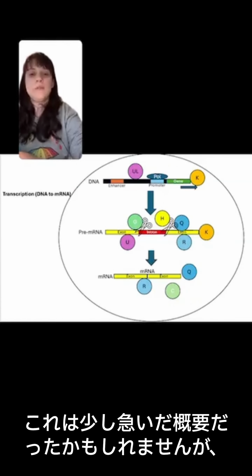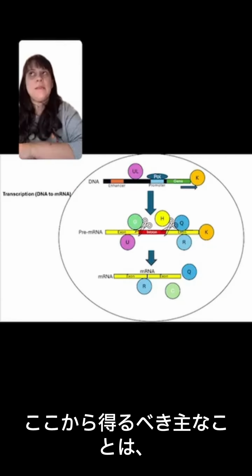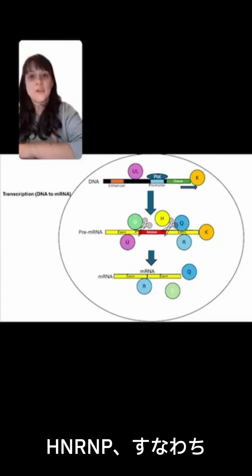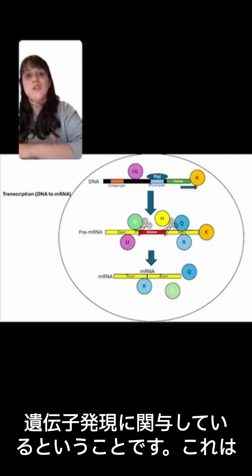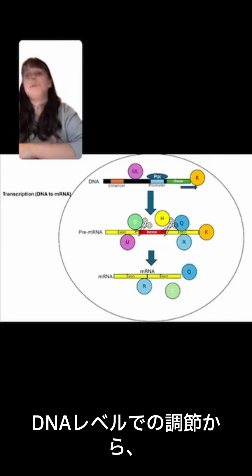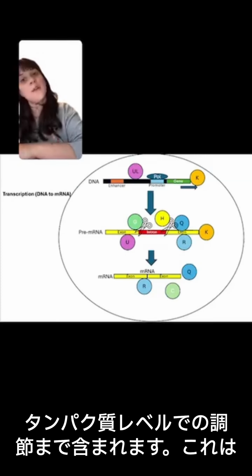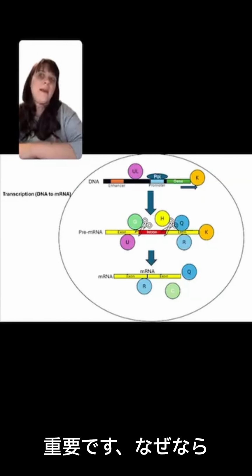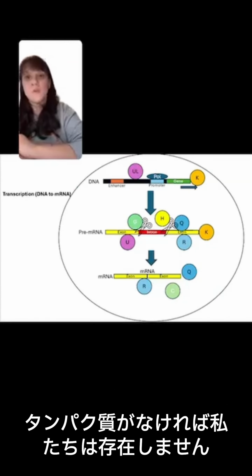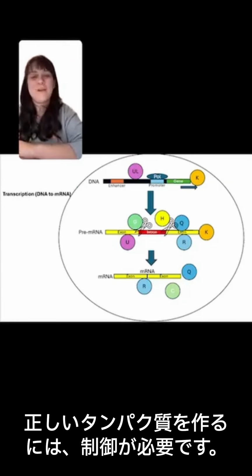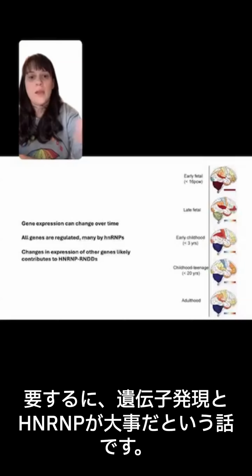I know that was kind of a quick and dirty overview, but I think the main thing to take from this is that the HNRNPs, the heterogeneous nuclear ribonucleoproteins, are involved in gene expression. This can be from regulating at the DNA level all the way to regulating at the protein level. This is important because proteins are what make up everything in the cell. Without proteins, we don't exist. So we need regulation to make sure that we're getting the right protein. The overall goal here is to explain that gene expression is really important.